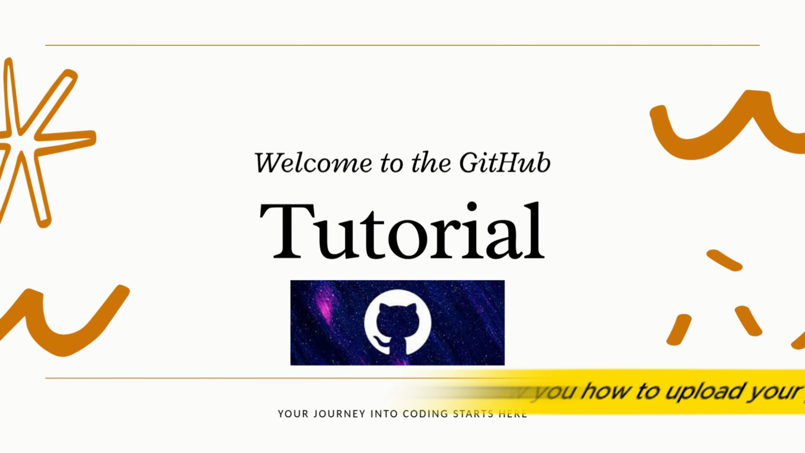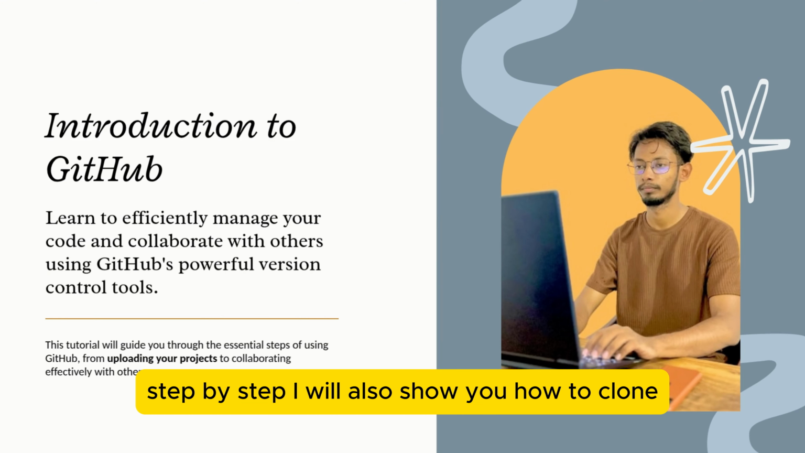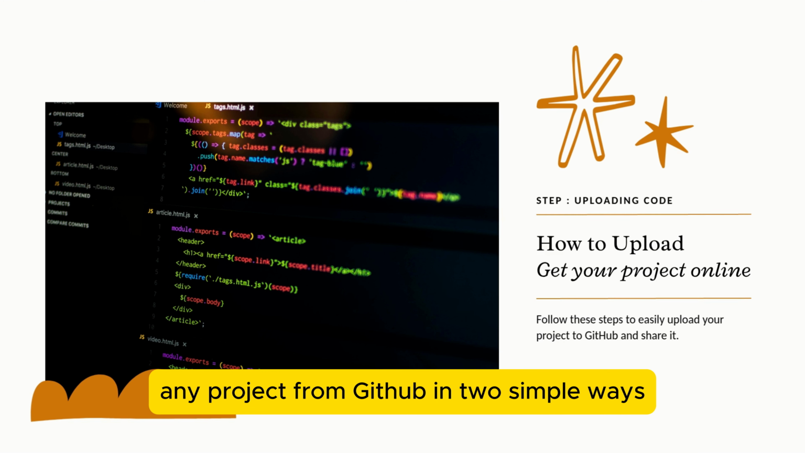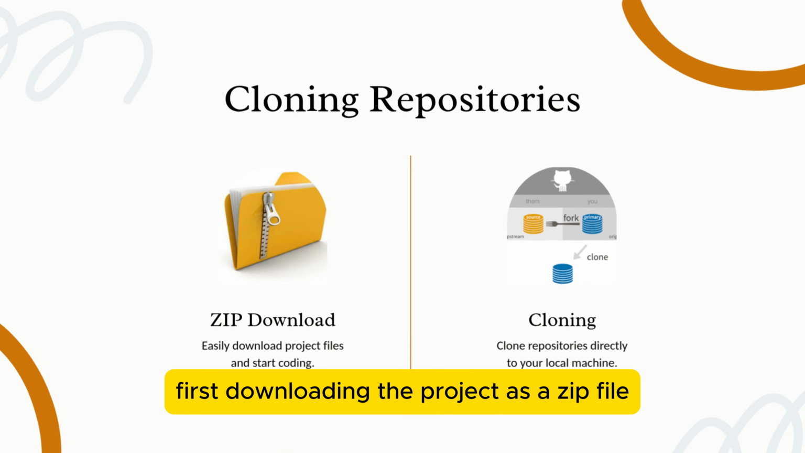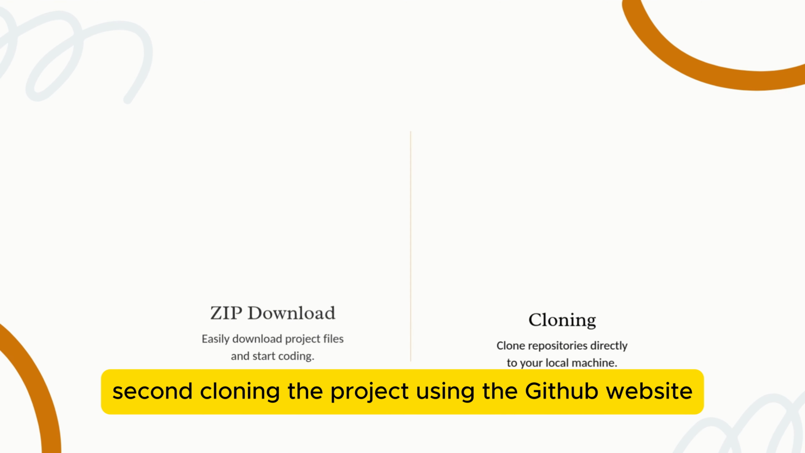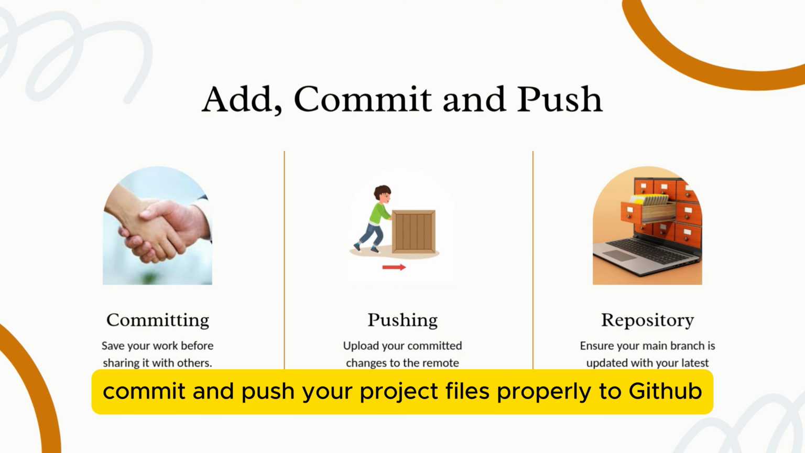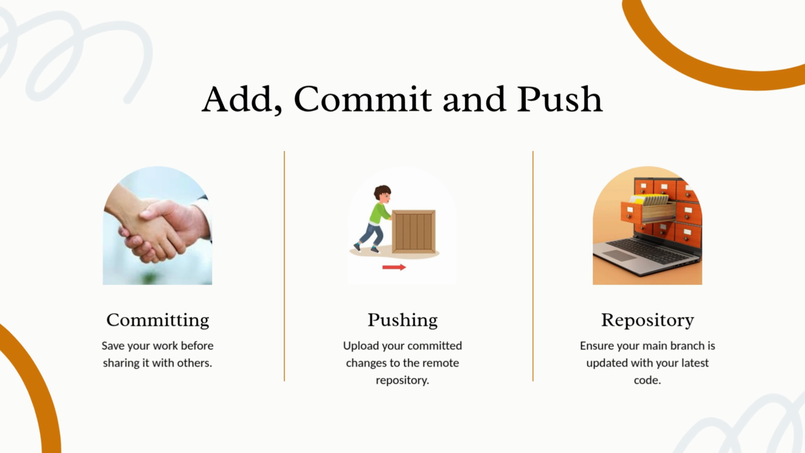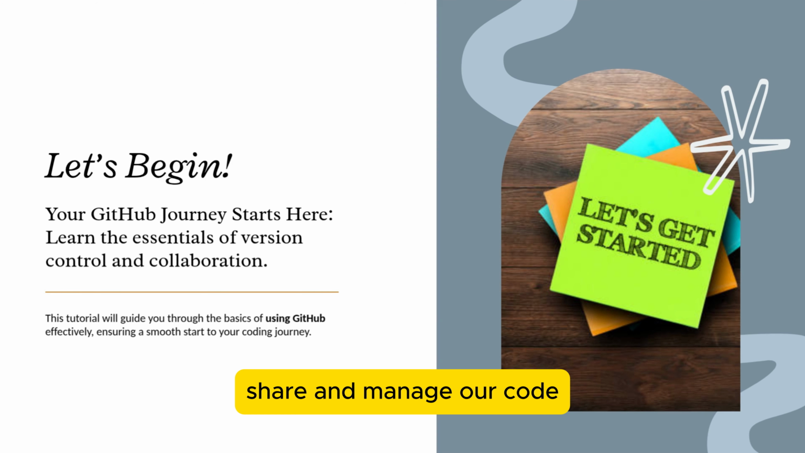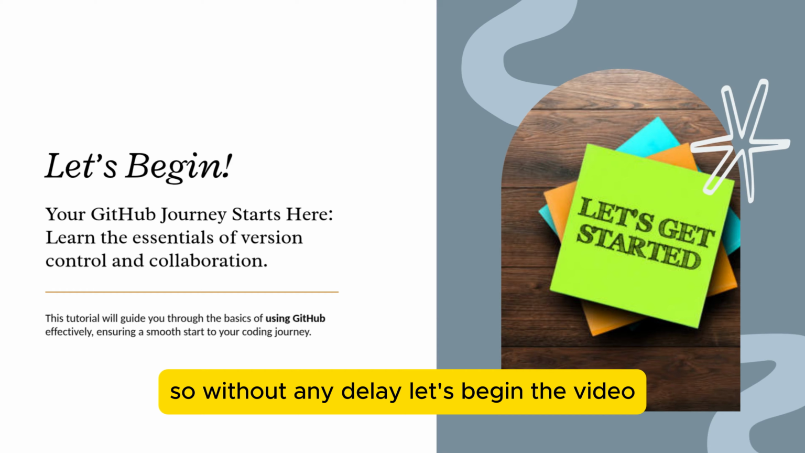In this video, I am going to show you how to upload your project to your GitHub account step by step. I will also show you how to clone any project from GitHub in two simple ways. First, downloading the project as a zip file. Second, cloning the project using the GitHub website. At the end, I will also guide you on how to add, commit and push your project files properly to GitHub. GitHub is an amazing tool that helps us store, share and manage our code. And today we will learn how to use it the right way. So without any delay, let's begin the video.